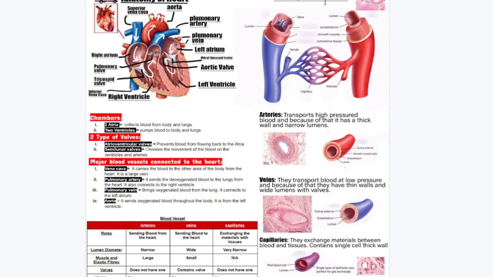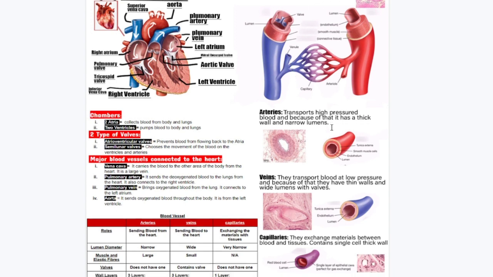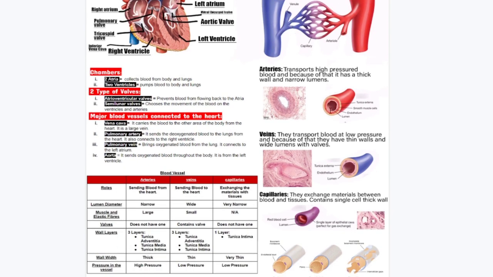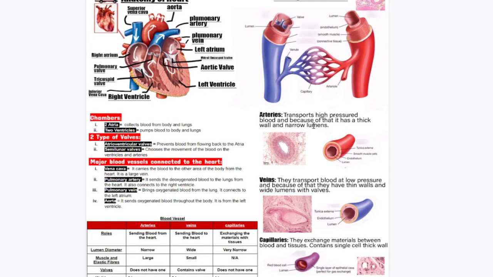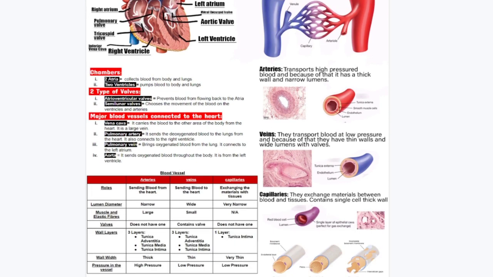The first blood vessel is the arteries, and this is in charge of transporting the blood, of course, and it transports high blood pressure. Because of that, it has a thick wall and narrow lumen, and this is the diagram that shows the lumen and the thick walls, and this is the picture.